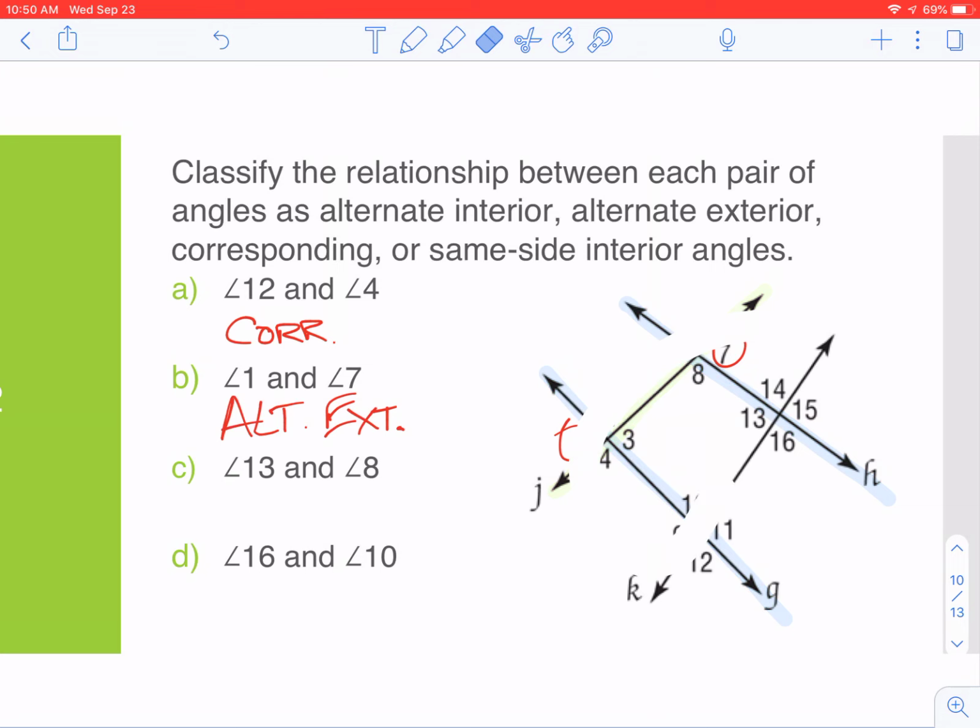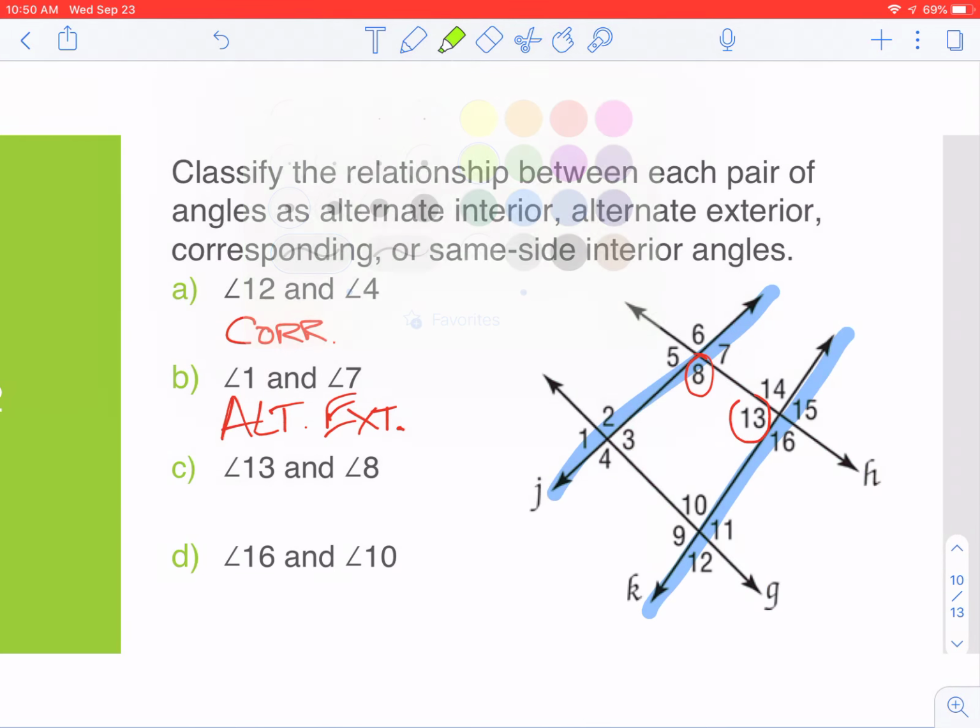Okay, erase that. Then we have 13 and 8. And I will highlight the lines that they are touching. I cannot use the lines that they are not touching because it doesn't matter. So now I don't use line G. Nothing to do on line G. I look at them. They are both interior and they're both on the same side. So we call it same side. Remember, this is also called consecutive interior. You'll see in a couple lessons why we're going to name it same side interior.